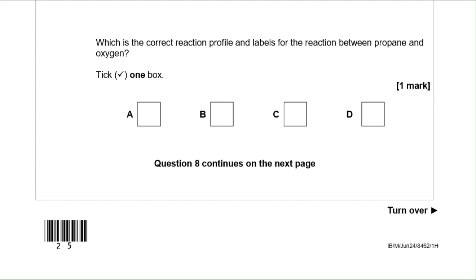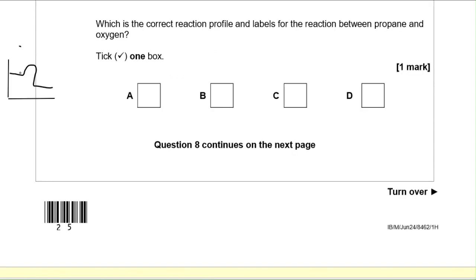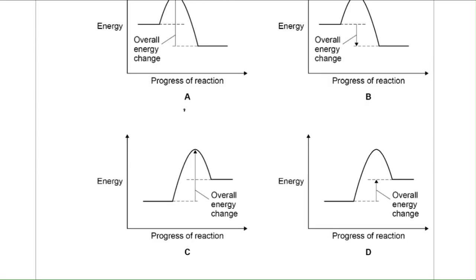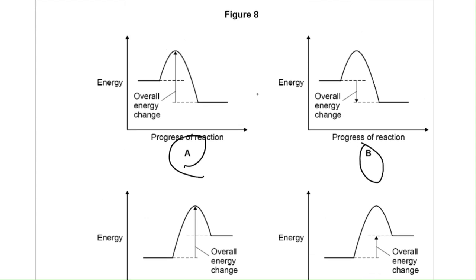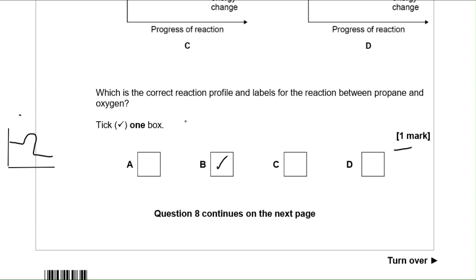So let's go back up to the stem of the question. The important bit here is the reaction is exothermic, and exothermics have a particular reaction profile that looks like this. So that immediately rules out C and D. So it must be either one of A or B. So let's look for the labels. In A, the overall energy change is actually incorrect. It's the one in B that's the correct overall energy change. We tick box B for 1 mark.